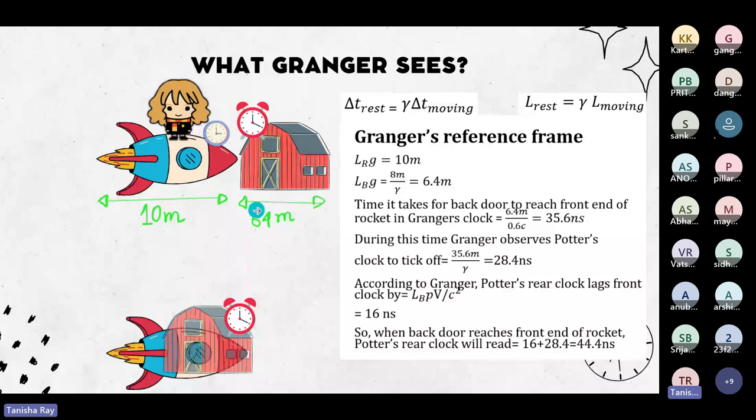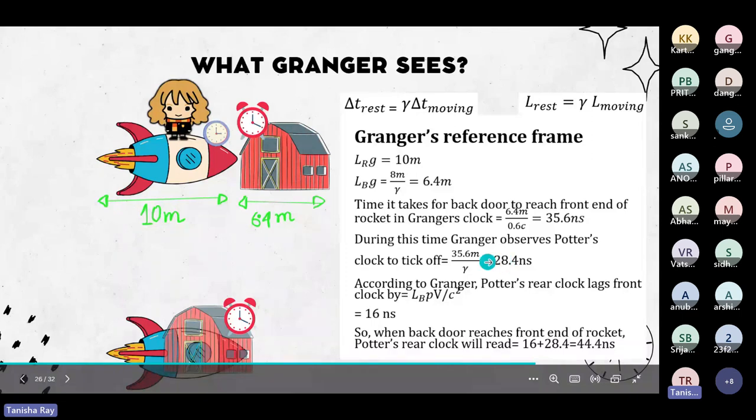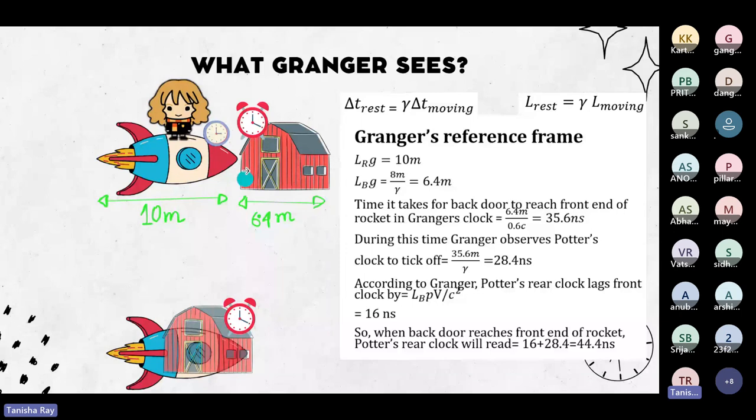So to do this, she will say, okay, when I was at rest, I got this time to be this. But Potter will perceive this time as gamma times less than my calculated time. So he will see something like 28.4 nanoseconds. But even after putting in so much brainwork, she couldn't get that 44.4 nanoseconds. So she again sits still and tries thinking, why is this happening? And then finally it clicks to her that maybe the claim of Potter that his clocks are synchronized is a very wrong claim. That is not at all true.